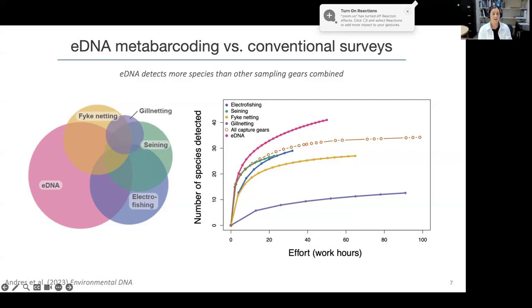It's important to note that eDNA detects more species and does so more efficiently than all of the other sampling gears combined. So even if we went out with all of those other four types of traditional sampling gears, we still would not detect all of the species that we did with environmental DNA.